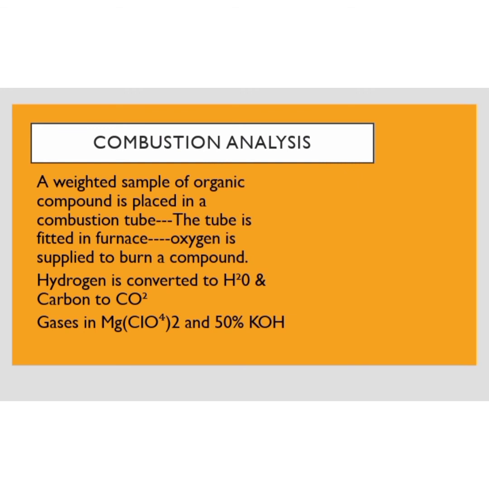First of all, the organic compound is placed in a combustion tube. The tube is fitted in a furnace. Oxygen is supplied to burn the compound, and hydrogen is converted to water, H2O, and carbon to carbon dioxide. So a weighed sample is first placed in the combustion tube. For example, we have taken carbon, we have taken oxygen, we have taken hydrogen. Then the tube is fitted in a furnace.